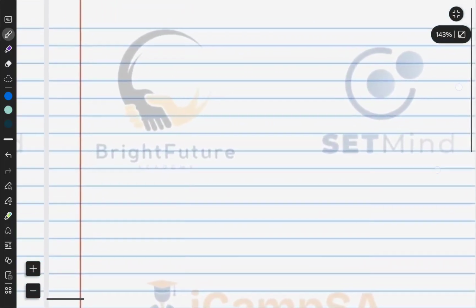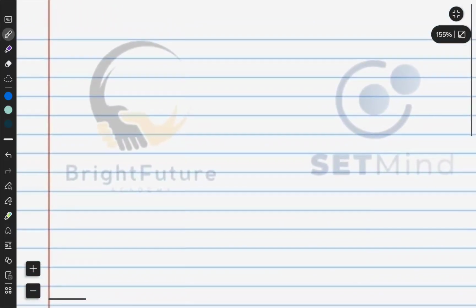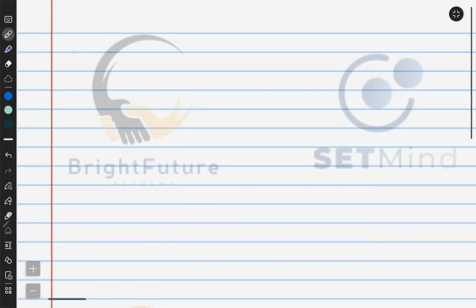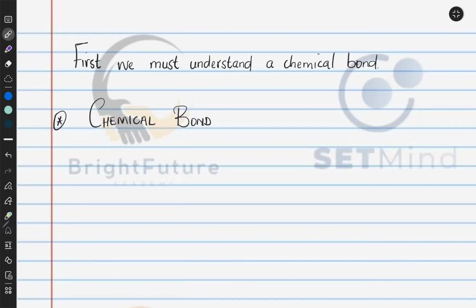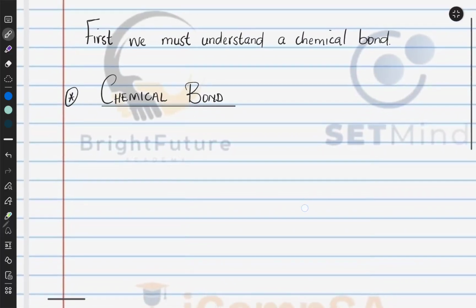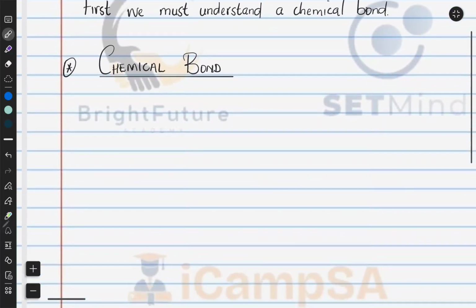So where it all comes from, before we even go deeper into covalent bonds, we must first understand a chemical bond in general, because a covalent bond is a type of chemical bond, also known as an interatomic bond or interatomic force. Like I said, first we must understand a chemical bond. So let's start here. Chemical bond. So imagine I have two atoms.